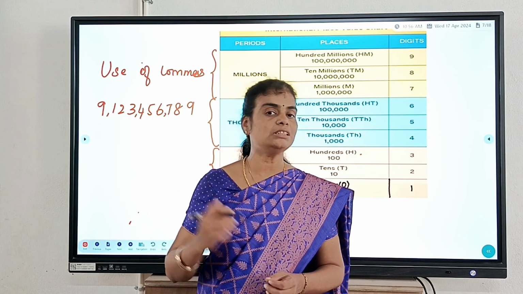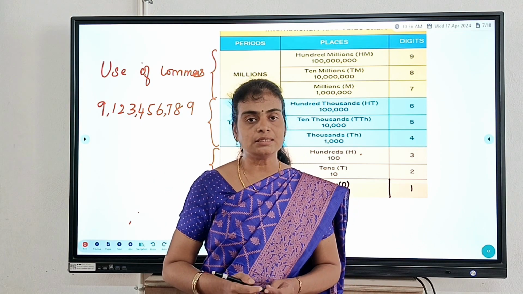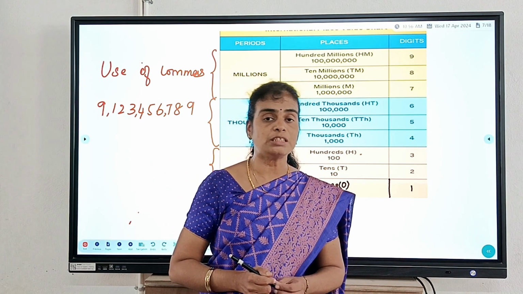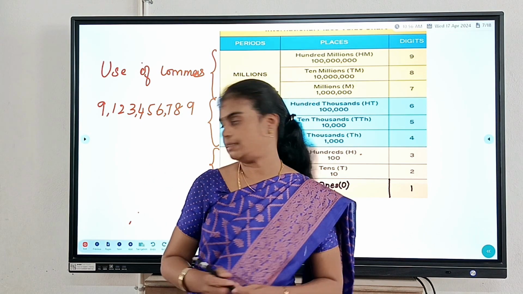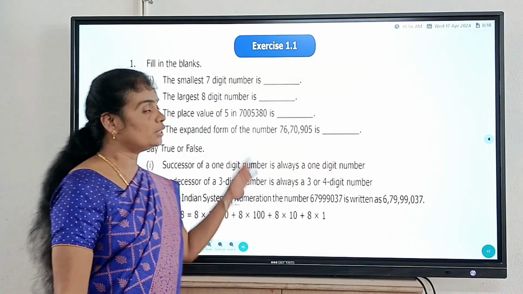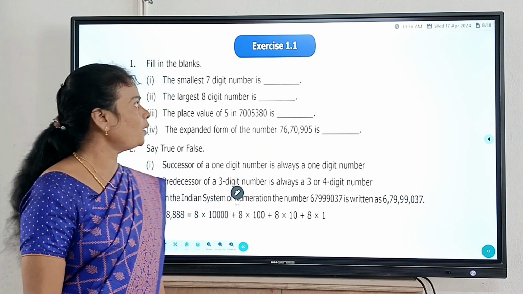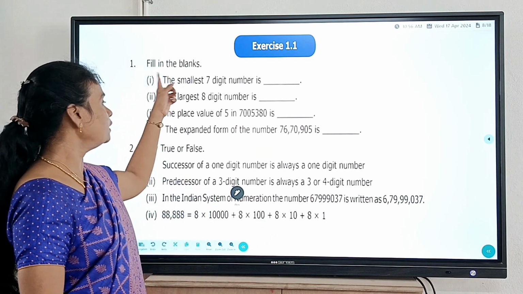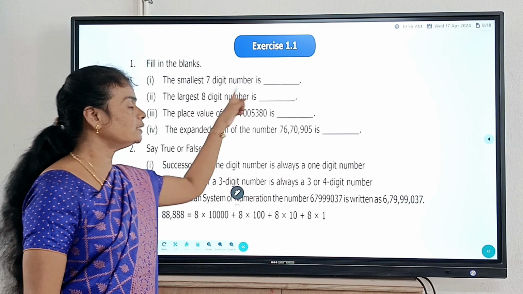You will get sums of this kind in the exercises, to put commas in the Indian system as well as in the international system. So now let's get into the exercise, that is exercise 1.1. First, fill in the blanks: the smallest 7-digit number.